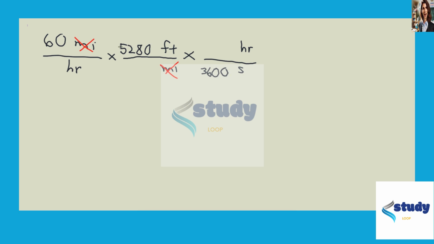Right, so now when we multiply by 1 over 3,600, or equivalently divide by 3,600, we are canceling out this hour in the numerator with this hour in the denominator. Okay, so then we're left with units of seconds in the denominator and feet in the numerator, right? So we should be left with units of feet per second. And when we do this out, we get about 88 feet per second.